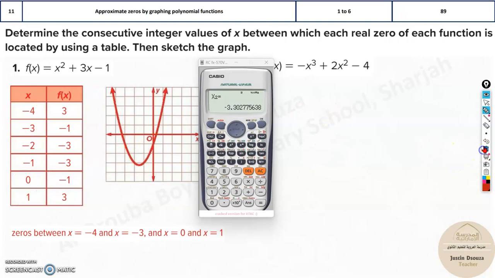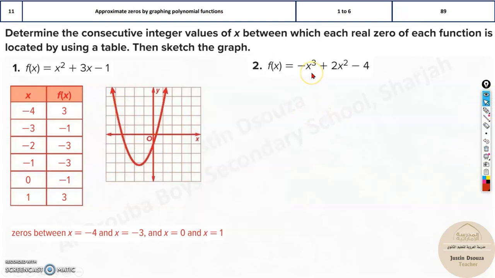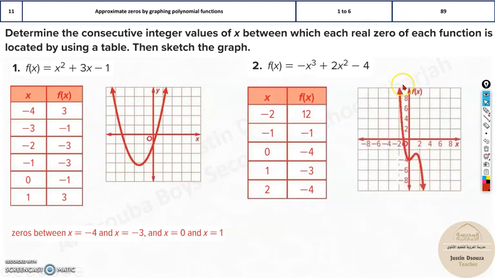That's it. That's how you solve it. So it's very straightforward. Now, even over here, if it is a cubic, the graph is always like this. Since it's negative, it's like this.